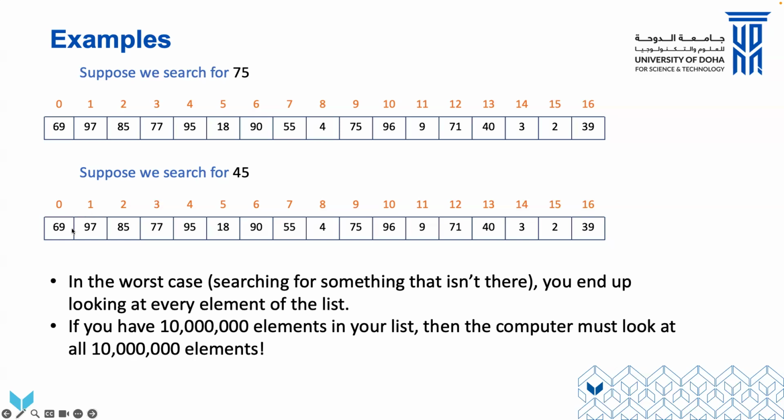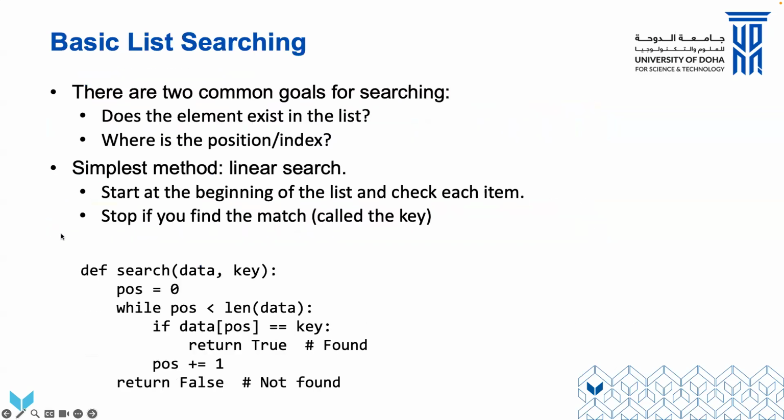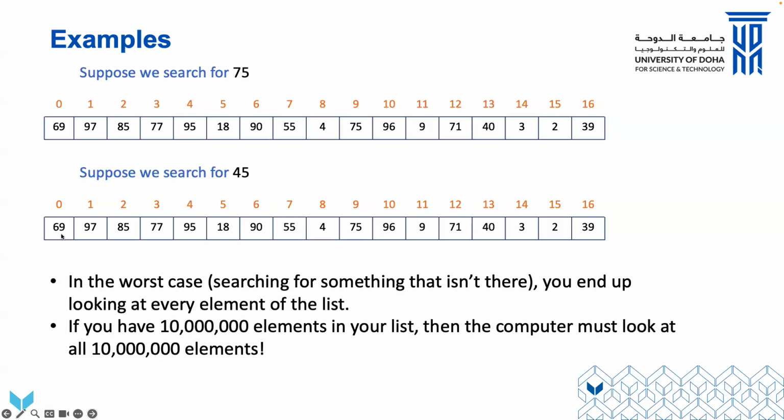And what happens with a 45? Well, what you'd end up doing is you would start at the beginning and basically you go all the way across to the end. Now, I've put this into an animation. So let's look for 75 in the first one. The computer would start by looking at position number 0 and ask, is that a 75? And of course, the answer is no.